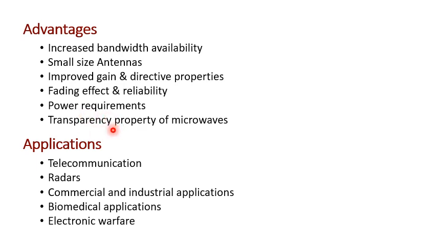Another advantage of microwaves is that they are transparent, or can easily pass through the ionosphere, and thus can be used for space as well as satellite communication. So you require only a few repeaters. The applications of microwaves are in telecommunication and radar. They can be used in commercial industrial applications which involve microwave devices and components. They can also be used in biomedical applications and electronic warfare.